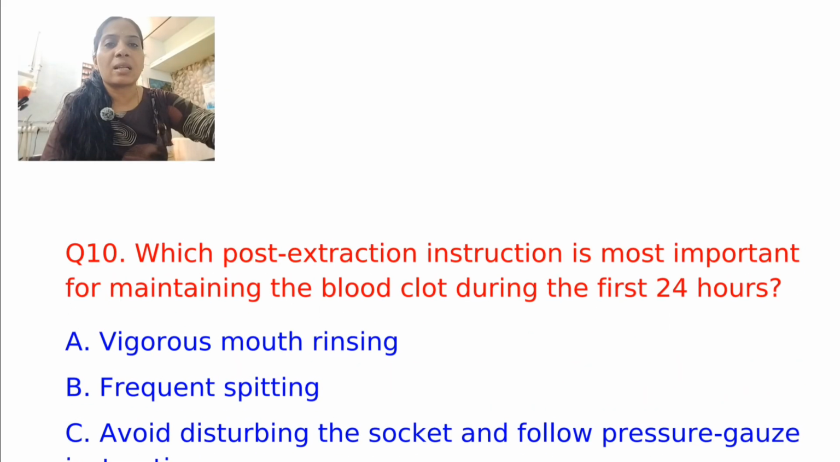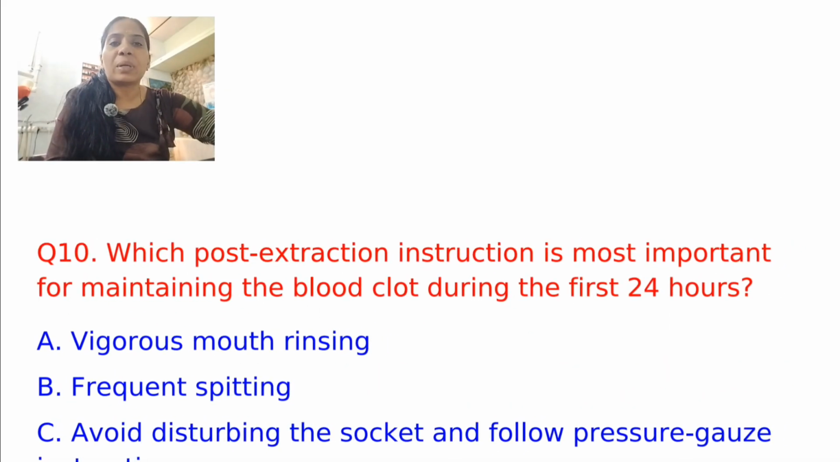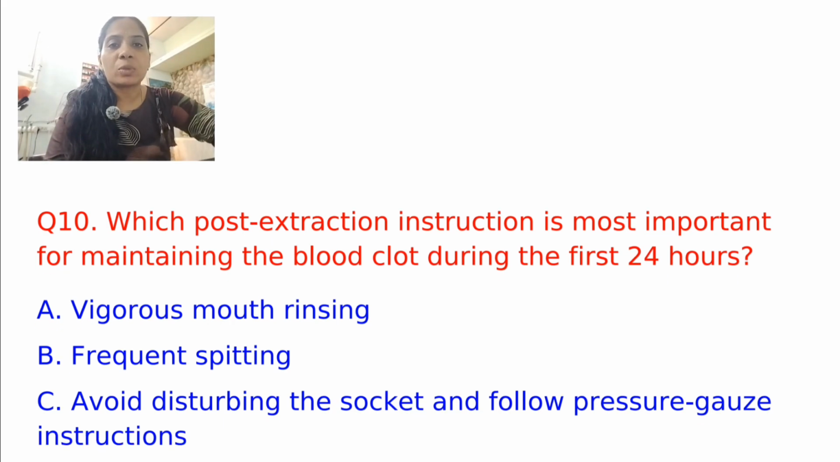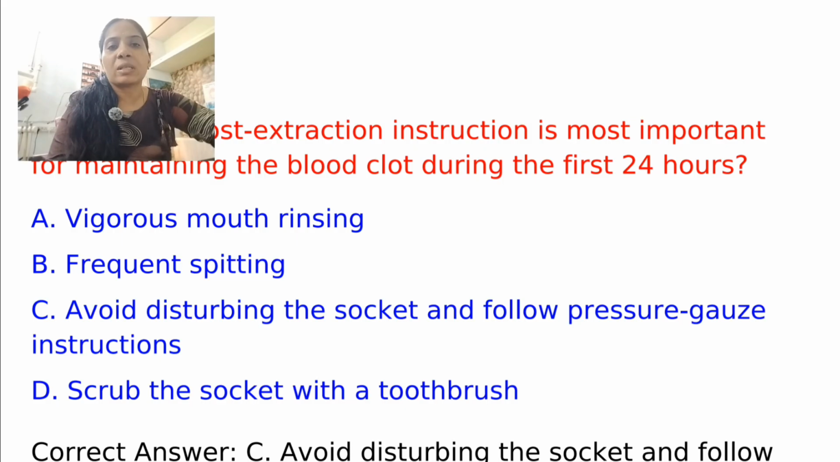Next question, and that is the last question. Question number 10. Which post-extraction instruction is most important for maintaining the blood clot during the first 24 hours? Option A, vigorous mouth rinsing. Option B, frequent spitting. Option C, avoid disturbing the socket and follow pressure gauze instructions. Option D, scrub the socket with a toothbrush.